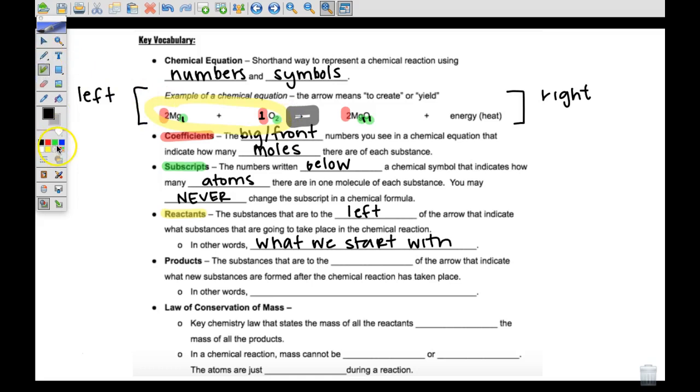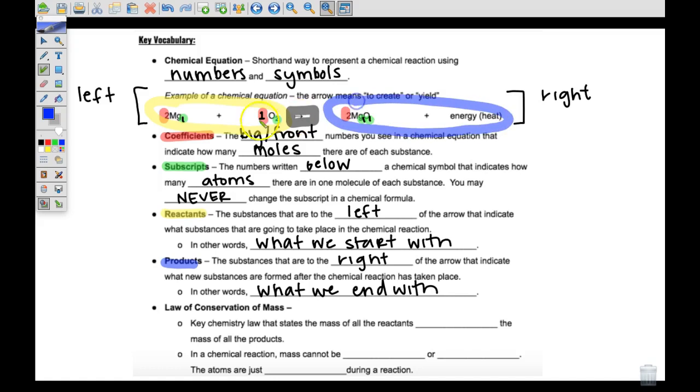Our next vocabulary word is products. And these are the substances that are to the right of the arrow that indicate what new substances are formed after the chemical reaction has taken place. In other words, it's what we end with. So going back up to my model, everything on the right-hand side of the arrow are products.